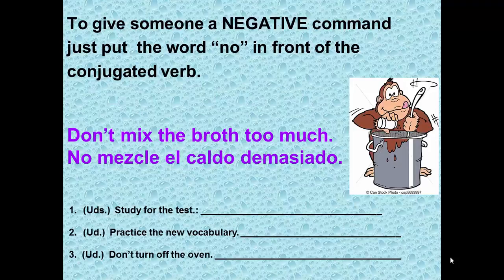Okay, so there they are. Study for the test. Ustedes, you know how to say to study. Practice the new vocabulary. You know how to say practice. Just be careful because I believe that's a car-gar-zar. And then don't turn off the oven. You know how to say turn off because that's on our new vocabulary list. And that is also a car-gar-zar, so ten cuidado.